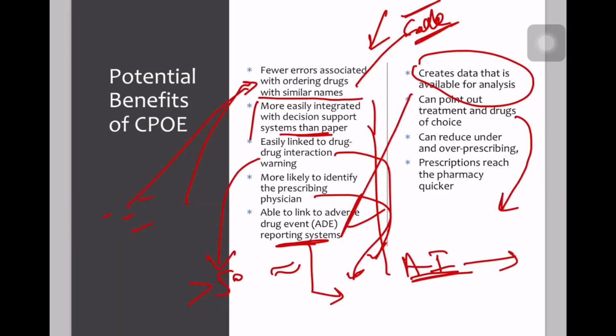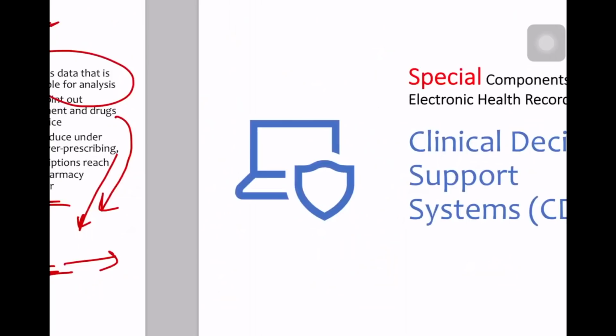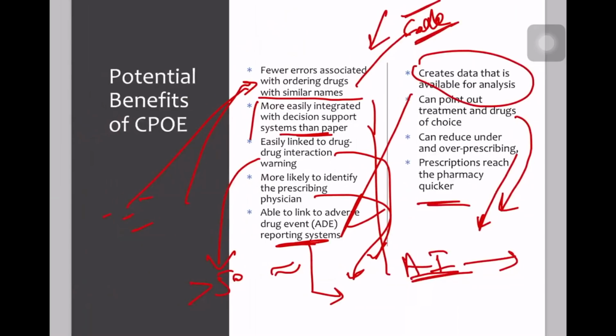It can also reduce under- and over-prescription, because it keeps records. Doctors also see, based on the age, what would be the appropriate value of a certain dose, and the prescription reaches the pharmacy quicker, which we all have experienced. So these are some benefits of CPOE.